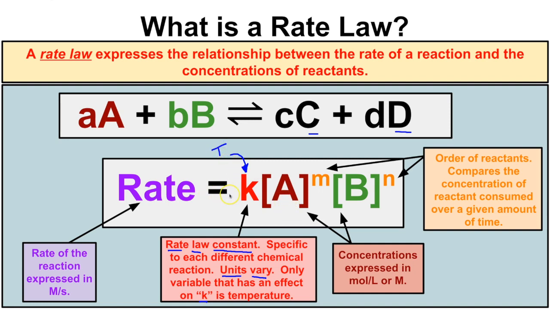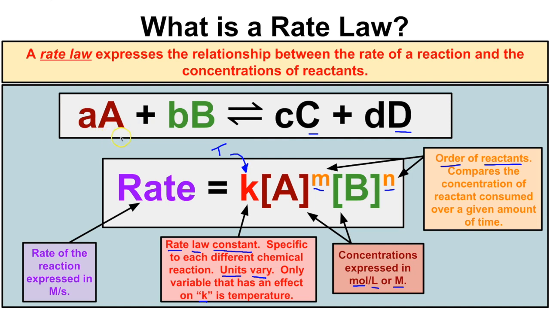Okay, so rate equals the rate law constant times the concentration of our first reactant raised to some sort of power times the concentration of our second reactant raised to some sort of power. And so these here are concentrations expressed in moles per liter or molar. And these exponents right here, m and n, are called the order of our reactants. And so what is the order of a reactant? Well, the order of a reactant compares the concentration of reactant consumed over a given amount of time.